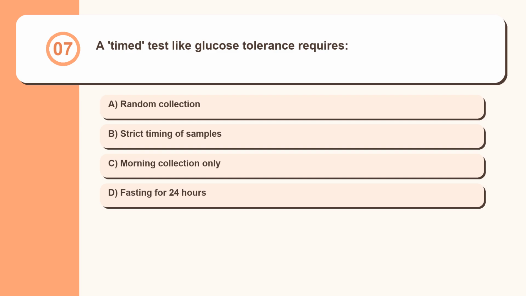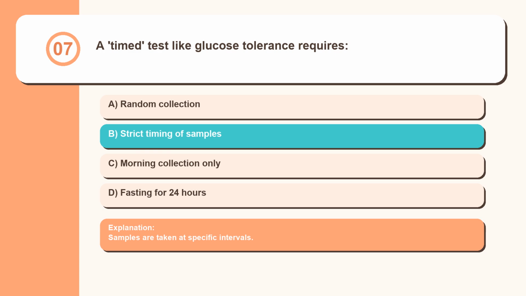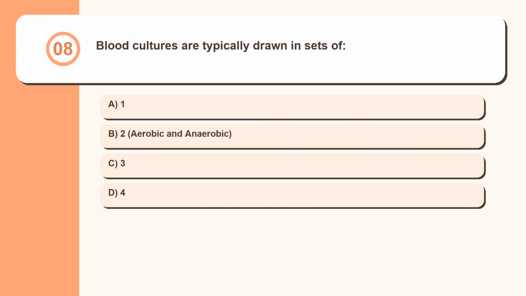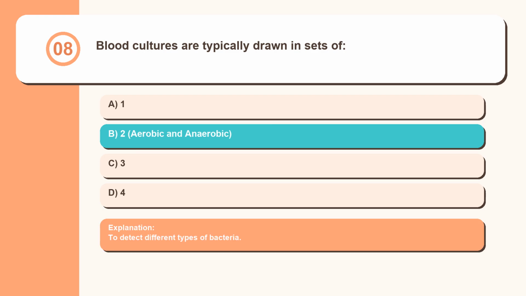Question 7. A timed test like glucose tolerance requires: random collection, strict timing of samples, morning collection only, fasting for 24 hours. Samples are taken at specific intervals. Question 8. Blood cultures are typically drawn in sets of: 1, 2 aerobic and anaerobic, 3, 4. To detect different types of bacteria.